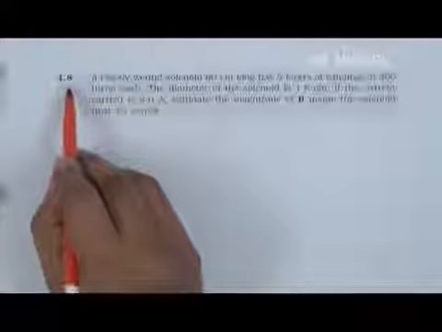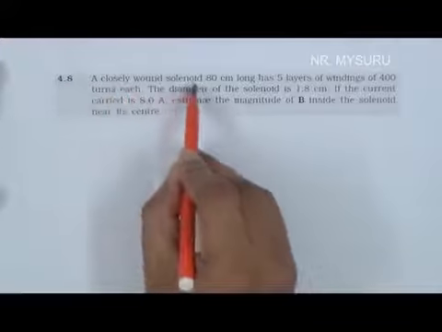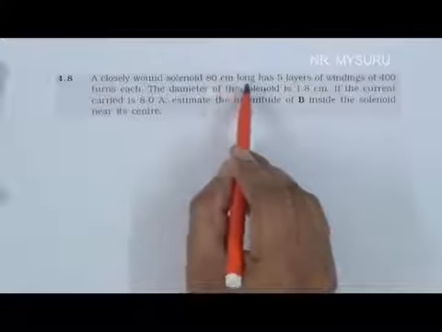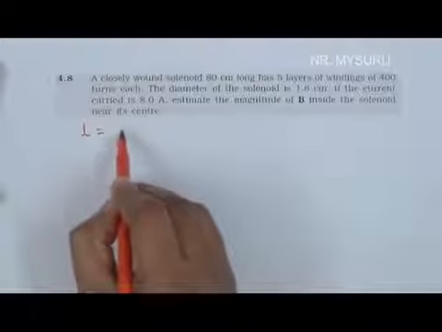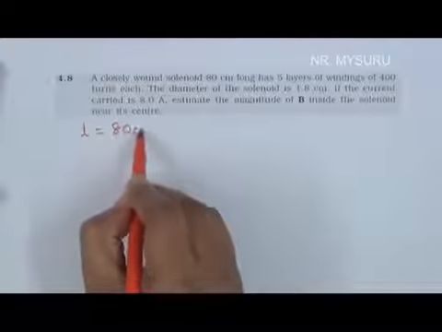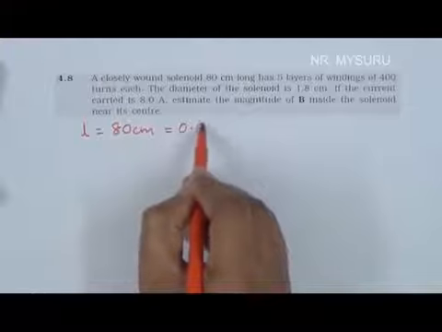4.8. A closely wound solenoid 80 centimeter long. So length is 80 centimeter, which is 0.8 meter.